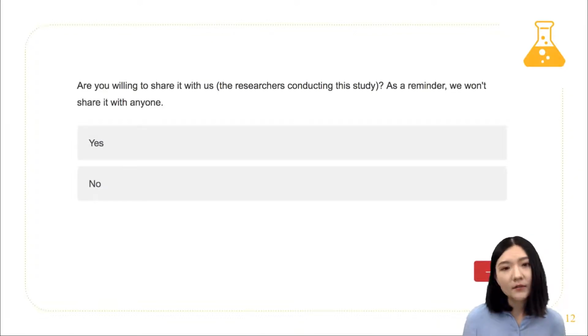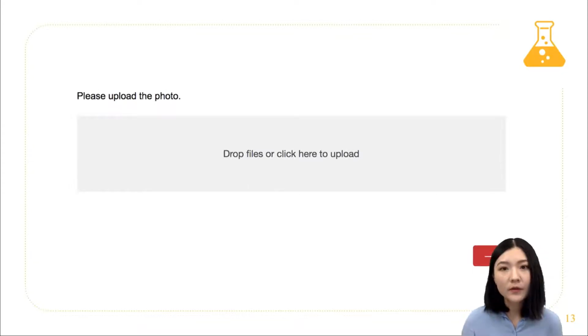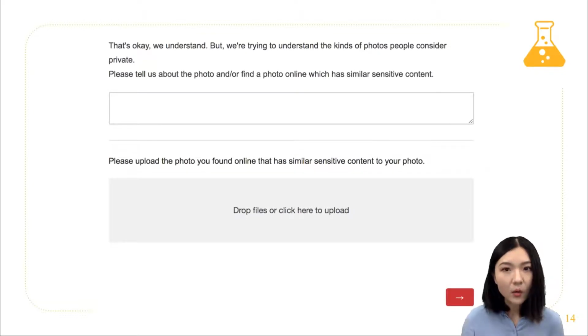The barrier in this kind of studies is that participants are not willing to share sensitive photos with researchers. But we introduced a novel method where we provided participants 3 options. First, we asked them if they were willing to share this photo with us. If they answered yes, they were then guided to the next page to upload this photo. If they answered no, they would see this page where we gave them the other 2 options. They could look for an online photo which has similar sensitive content or describe the photo in detailed text.